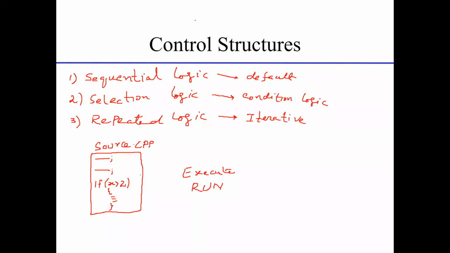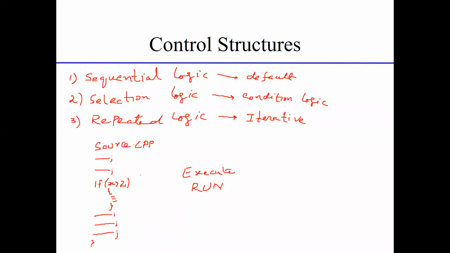When the compiler finds the third line, it is a conditional line. Conditional line means it has a group of statements. This is the group of statements under this if. If this condition is fulfilled, then this code will be executed. If this condition is not fulfilled, then this code will not be executed. After completing this, the remaining lines will be executed in a linear pattern.